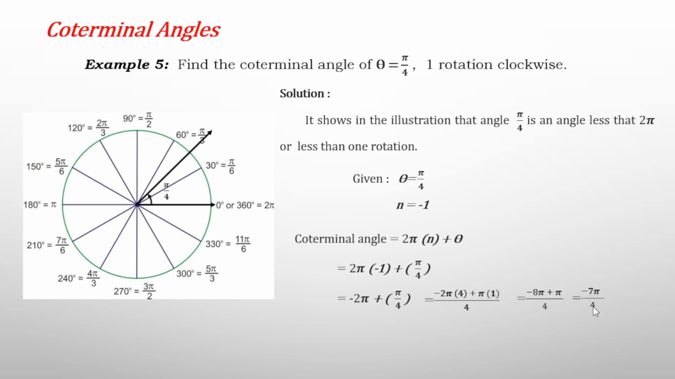Then the terminal angle of pi over 4 with 1 rotation clockwise is negative 7 pi over 4. So if we're going to graph now negative 7 pi over 4, this is now the graph of negative 7 pi over 4, which is the coterminal angle of pi over 4 having 1 rotation clockwise.